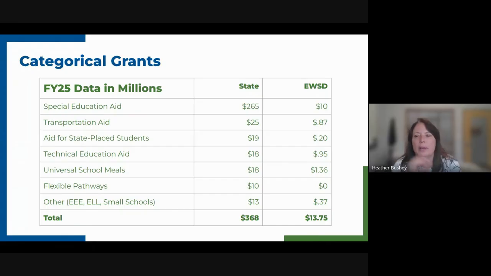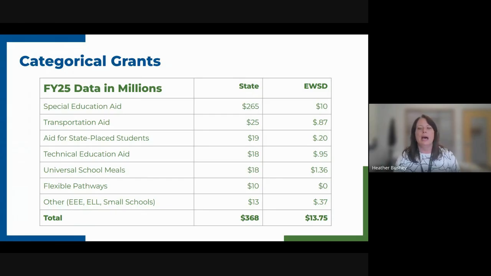So on the previous slide, I said we take our expenditures and we deduct out offsetting revenue, which includes things like tuition and categorical grants. And I'm sure you were like, what are categorical grants? So that's what we're going to talk about on this slide. What you're seeing here is both the total for the state, and then what is EWSD's number for FY25, data in millions.